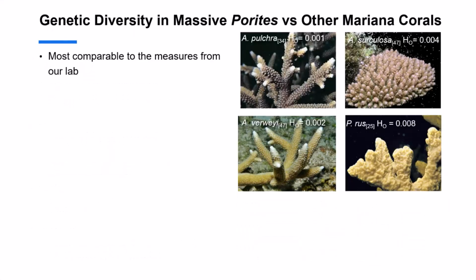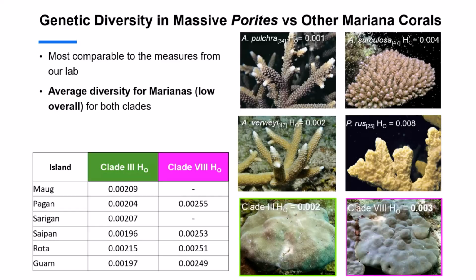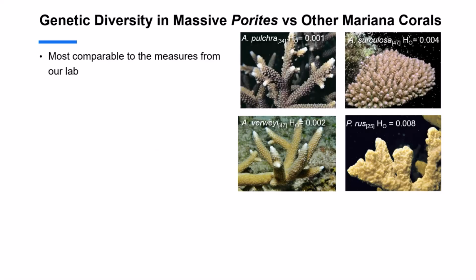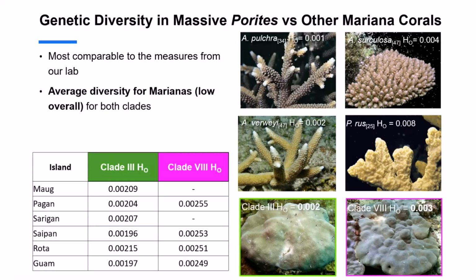Putting those results in context of other Mariana corals, these results are most comparable to other measures from our lab. And you can see some examples of the Acroporas as well as Porites rus in terms of their observed heterozygosity. And here are where my results fall in that context. So closer to the Acroporas in terms of their rates of heterozygosity than Porites rus. Porites rus is a bit of an outlier. It harbors a ton of genetic diversity compared to these other groups. So while it's on average for the Marianas, these values as an absolute are low overall for both of these clades.